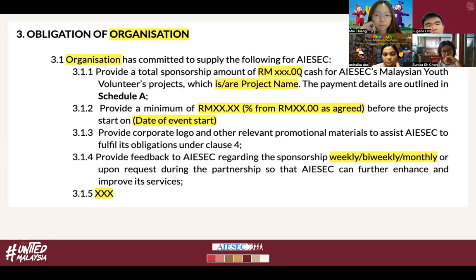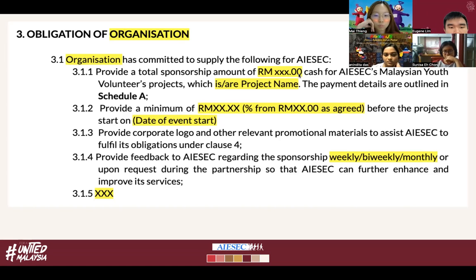Or let's say if you can see down there, the XXX, that's where you can add in more stuff. For example, if you have an agreement with the partner that if they pay you this, then, or maybe you're going to go to their office and help clean their trash or something like that. It's very flexible and you can write whatever you've discussed with the partner. So that's about it for the obligation.